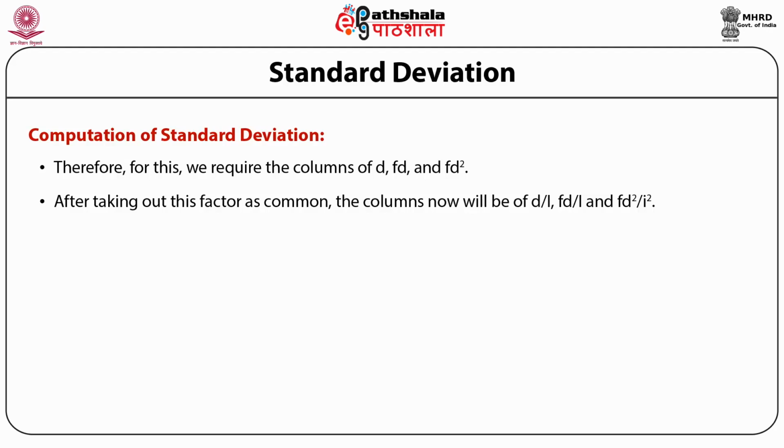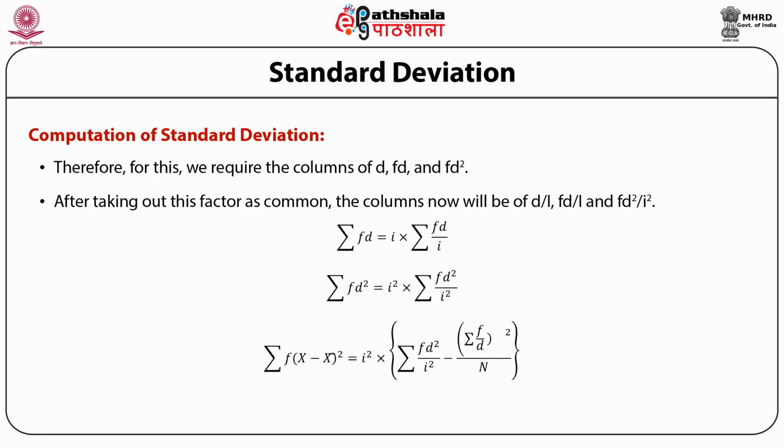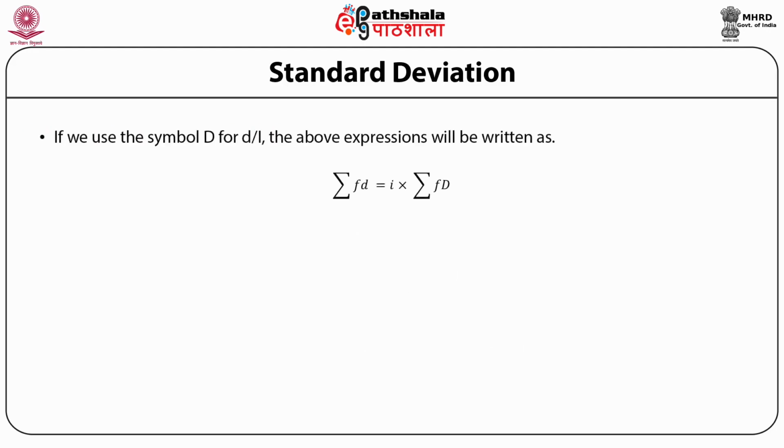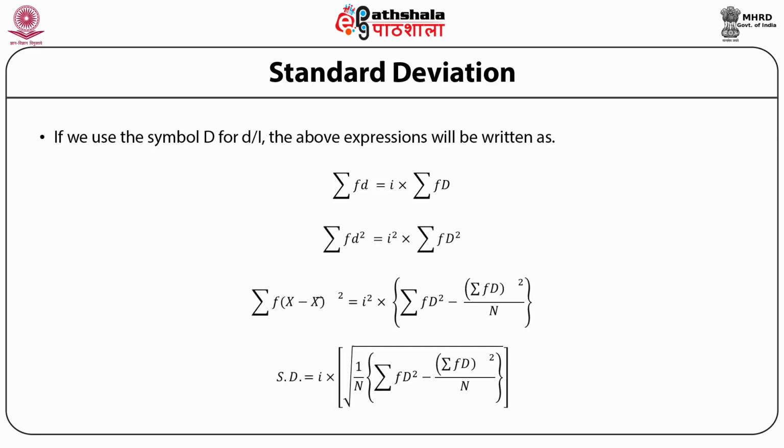And in that column, we take the other factors as being shown, like d upon i or fd upon i and fd square upon i square. With the help of these symbols, we conclude with this formula and we can find out the standard deviation. You can see, summation of fd is equal to i into summation of fd, with this d representing the whole of this bracket, which is summation of fd square upon i square minus summation fd whole square upon N.